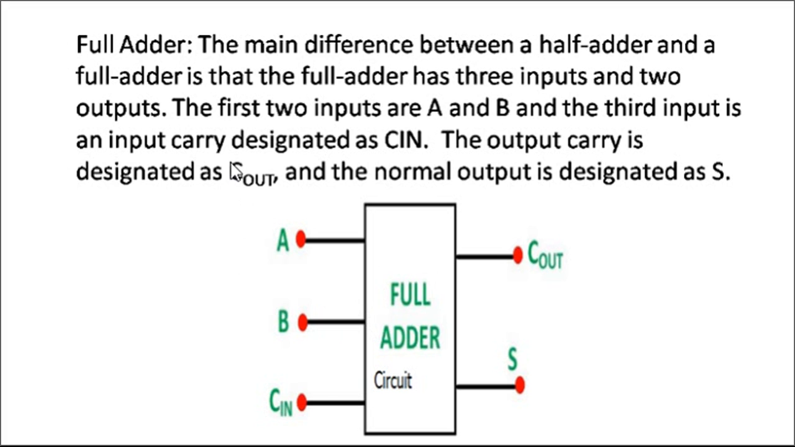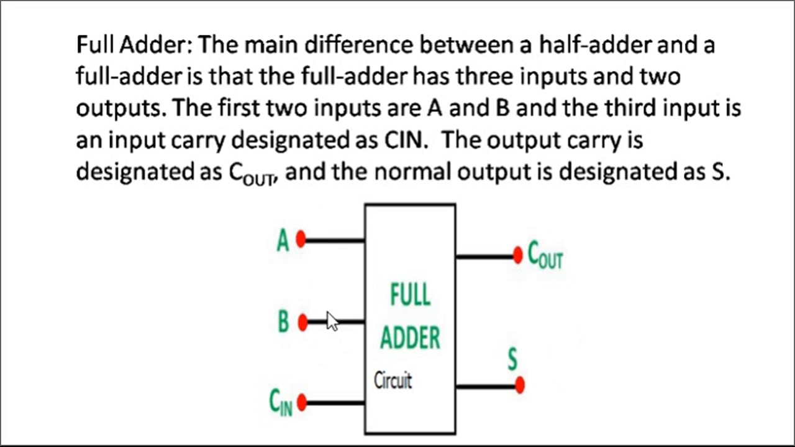Full adder. The main difference between a half adder and a full adder is that a full adder has 3 inputs and 2 outputs. The first 2 inputs are A and B, and the third input is the input carry, which we can call Cin. The outputs are the normal output, designated as S for sum, and the carry out, Cout.